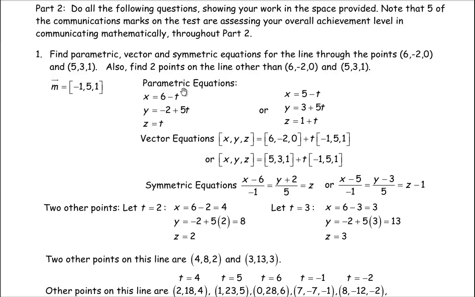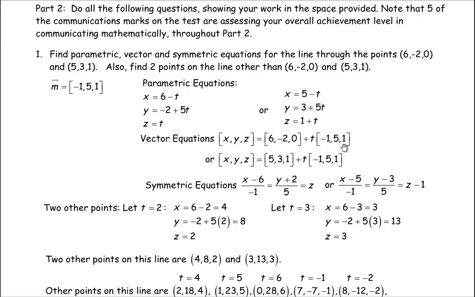Here's a possible set of parametric equations. So notice I'm using (6, -2, 0) for the point here. So we would go 6 minus t, and then -2 plus 5t. And now the z coordinate here is 0, so it'd be 0 plus t, or just t for the last one. If you use, instead of that point, (5, 3, 1), then it's 5, 3, 1 at the beginning instead of 6, -2, 0, and it's still -t, 5t, and t at the end. So that's two possible sets of parametric equations.